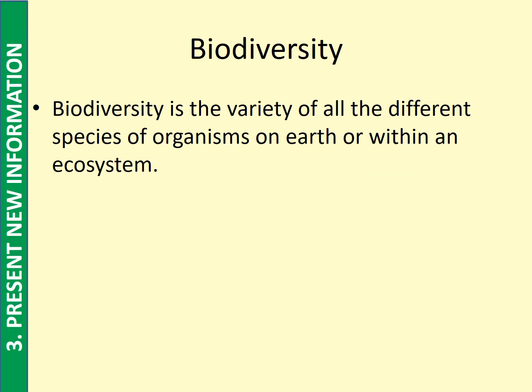So, I need you to get this definition in your books. Biodiversity is the variety of all the different species of organisms on Earth or within an ecosystem. Okay, so we can talk about the global biodiversity, or we can talk about the biodiversity in a particular area. For example, we could talk about the biodiversity of the Amazon rainforest, and that would be talking about all of the different types of species that there are in the Amazon.